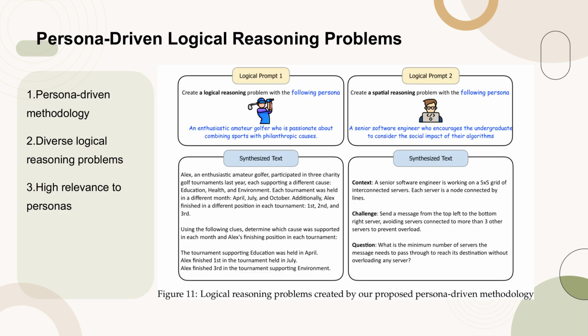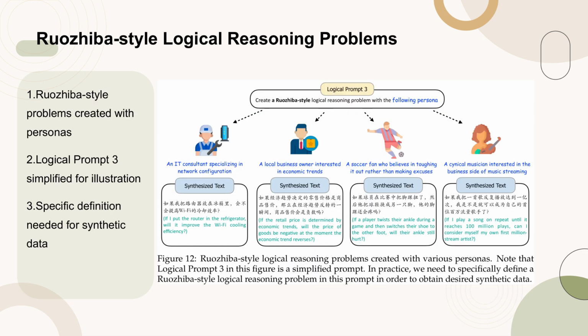Figure 11 showcases examples of logical reasoning problems synthesized using our proposed persona-driven methodology. These problems demonstrate diversity and high relevance to the personas, illustrating the effectiveness of our approach in generating varied and persona-specific logical reasoning challenges. Figure 12 illustrates Ruozhiba-style logical reasoning problems generated using various personas. It highlights that logical prompt 3 is presented in a simplified form for clarity. In actual practice, a precise definition of a Ruozhiba-style logical reasoning problem is required within the prompt to produce the desired synthetic data.